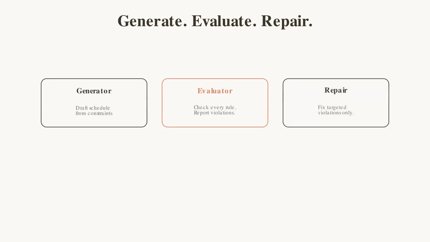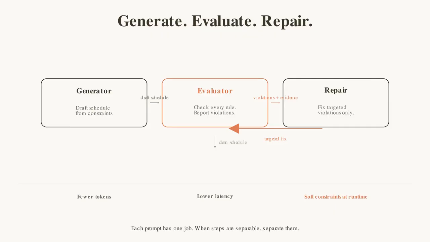3 single-responsibility prompts outperform 1 large prompt for constrained optimization. Generator drafts the schedule. Evaluator checks every hard rule and reports violations with evidence. Repair makes targeted fixes to violations only. Result: lower token count and lower latency than an enlarged single prompt. Bonus: soft constraints go into the evaluator at runtime, no code changes required. Use this pattern when the task has discrete separable steps with clear pass or fail criteria.